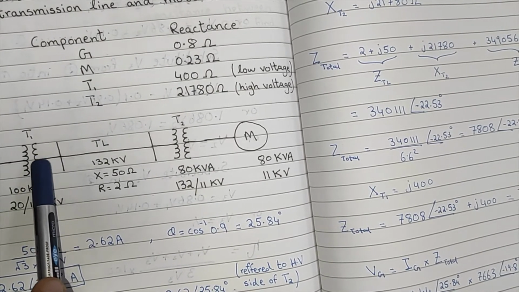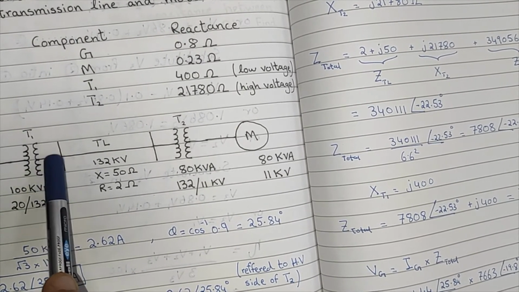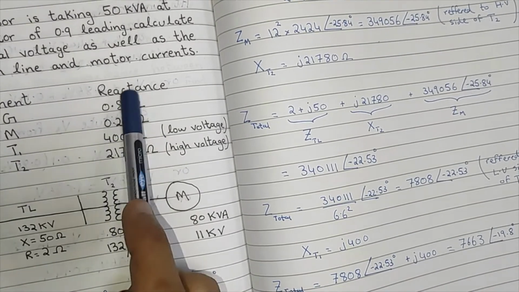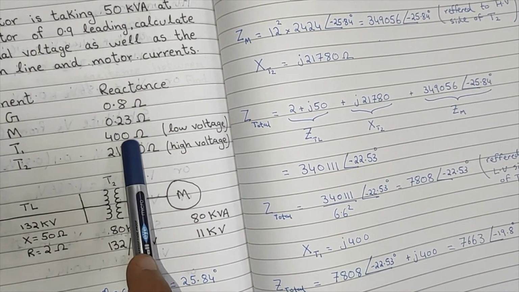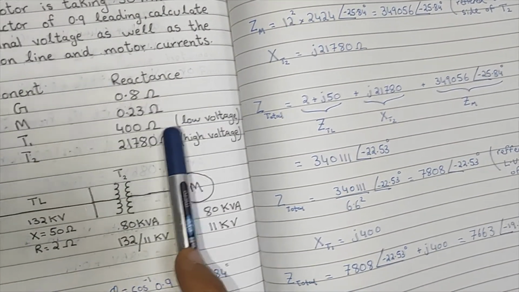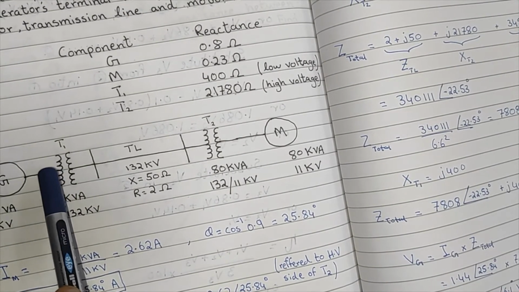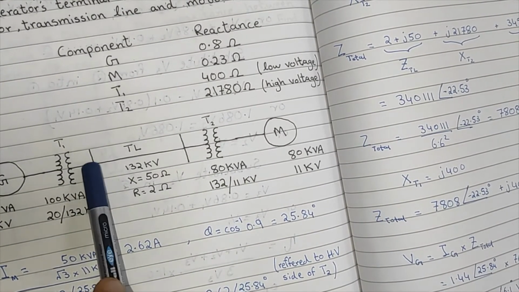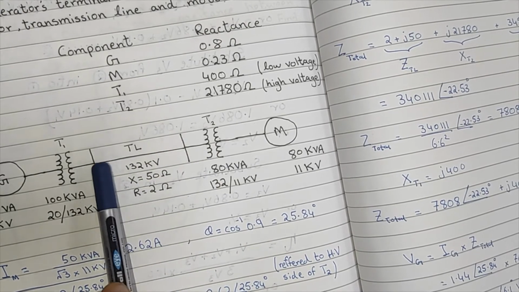Why is that? Because it is not given to us on the high voltage side. If you look at the reactance of the first transformer, it is given to us as 400 ohms, but on the low voltage side, on this side. So because it is on this side, we cannot simply add them up yet.